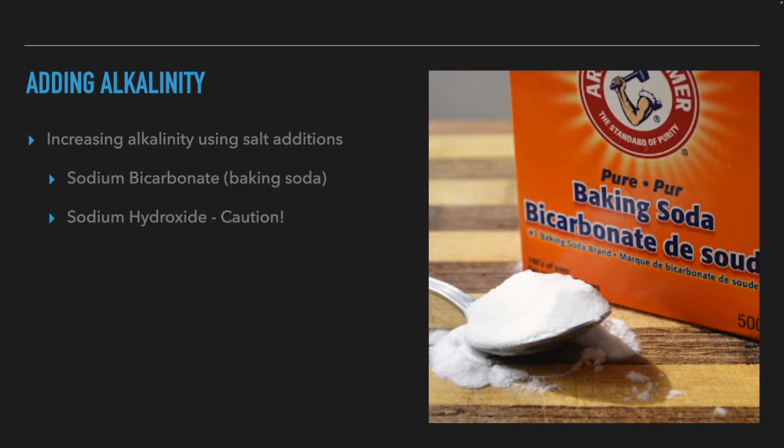To add alkalinity, the brewer will usually use salt additions. These can be sodium bicarbonate, which is baking soda, or sodium hydroxide, which is caustic soda. But be very careful when adding the latter, since a very small amount can add a lot of alkalinity.